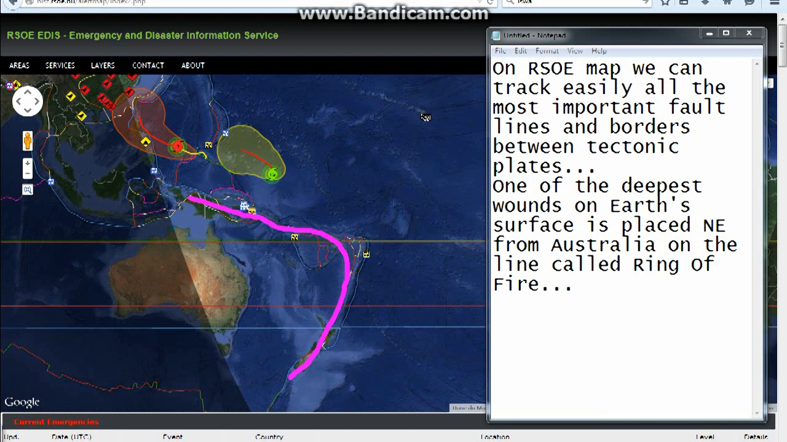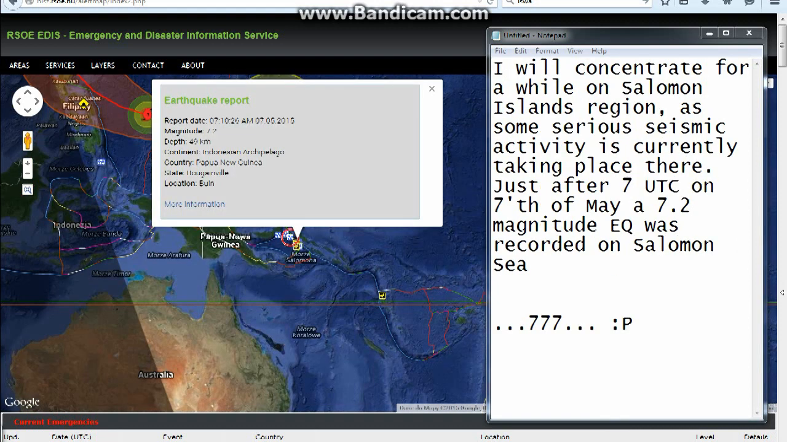One of the deepest ones on Earth's surface is placed northeast from Australia, on the line called Ring of Fire. I will concentrate for a while on Solomon Islands region, as some serious seismic activity is currently taking place there. Just after 7 UTC, on 7th of May, a 7.2 magnitude earthquake was recorded on Solomon Sea.